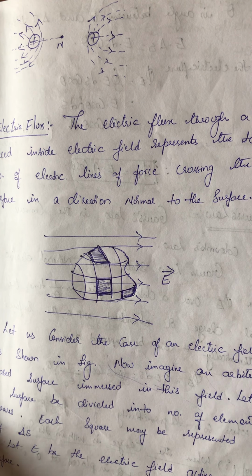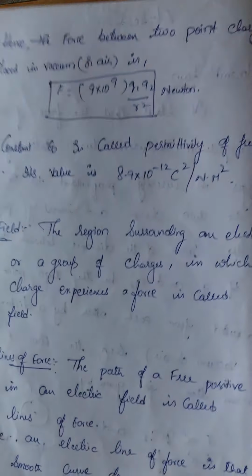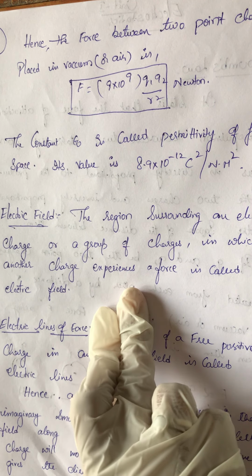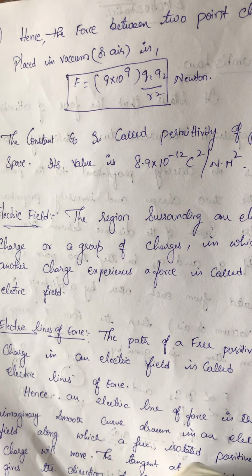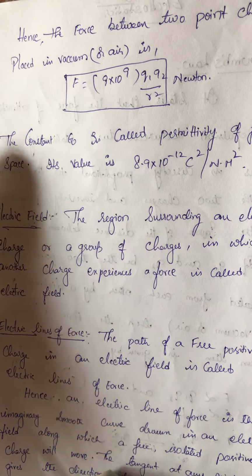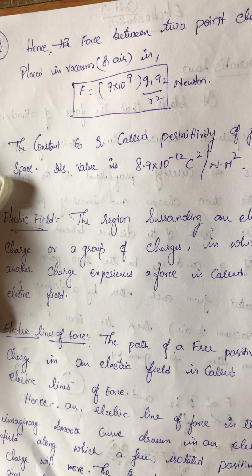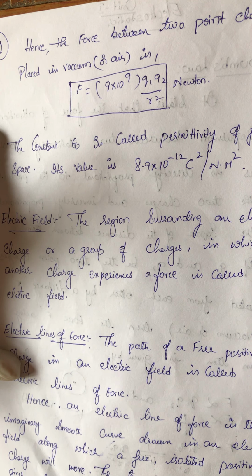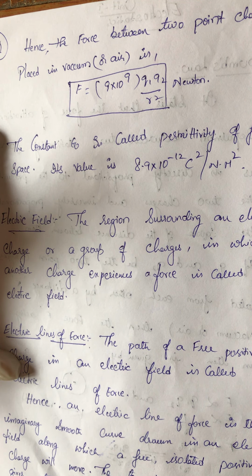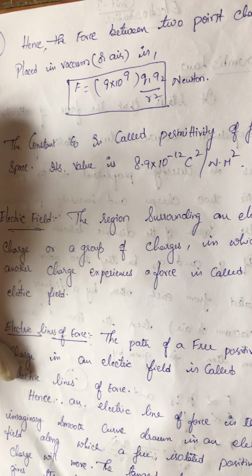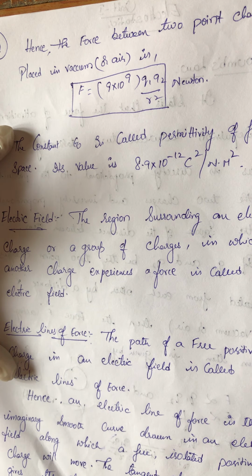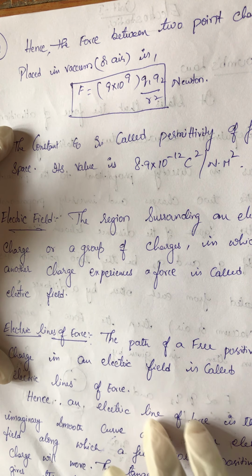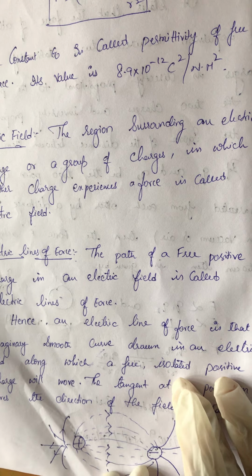Now, what is electric field? Electric field is the region around an electric charge or group of charges. If there is a charge, or a group of charges, surrounding it there is some force experienced. That is called an electric field. The region surrounding an electric charge or a group of charges in which another charge experiences a force is called an electric field. But what is electric lines of force?